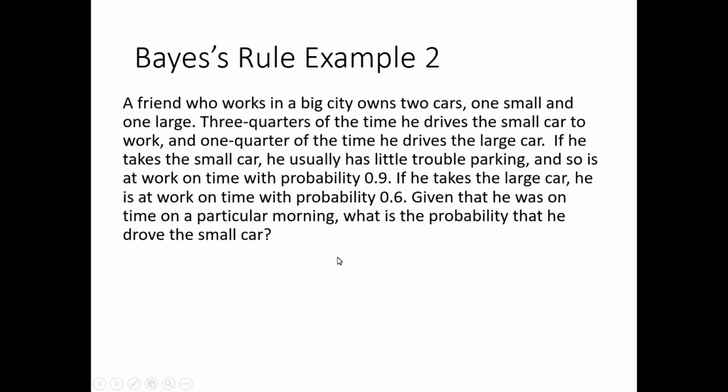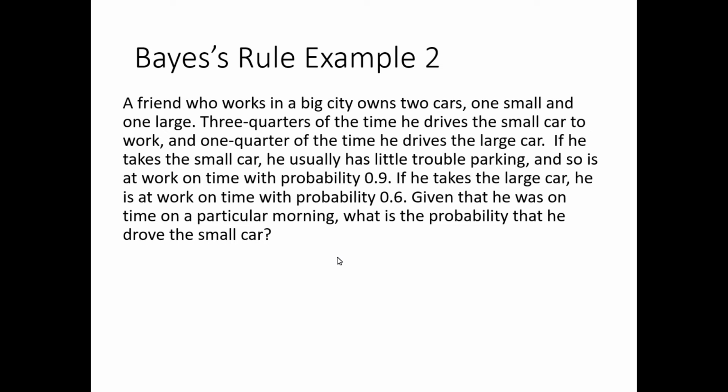Let's look at another example. A friend who works in a big city owns 2 cars, one small and one large. 3/4 of the time he drives the small car to work, and 1/4 of the time he drives the large car. If he takes the small car, he usually has little trouble parking, and so is at work on time with probability 0.9. If he takes the large car, he is at work on time with probability 0.6. Given that he was on time a particular morning, what's the probability that he drove the small car?